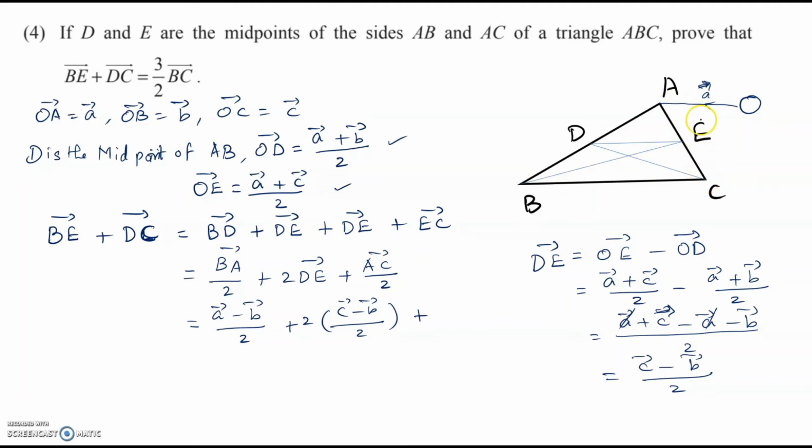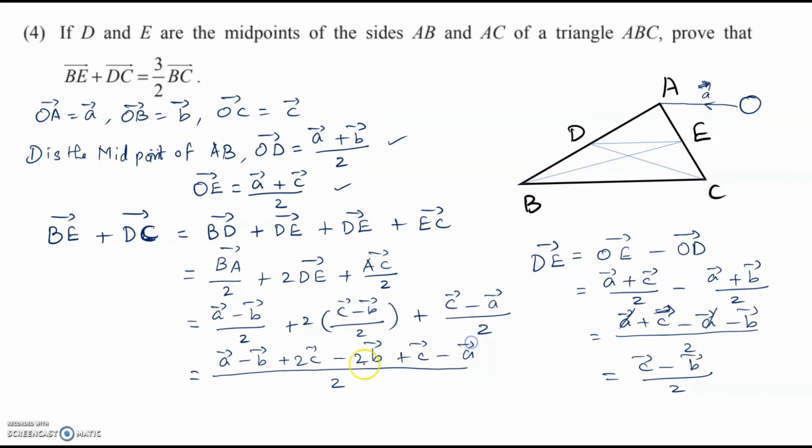AC can be written as vector C minus vector A. So we have replaced all these using position vectors. Further simplifying, I think now it's kind of easy. Let's put a big line and the denominator 2 here, and put all the values on top: vector A minus vector B, 2 times vector C minus 2 times vector B, plus vector C minus vector A.